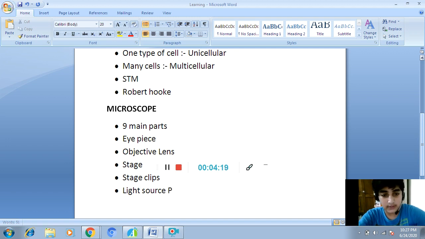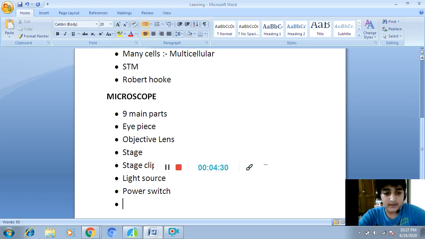Then is the power switch, where we turn on the microscope's light. Then we have focus knobs. These are used to sharpen up the specimen on the stage.